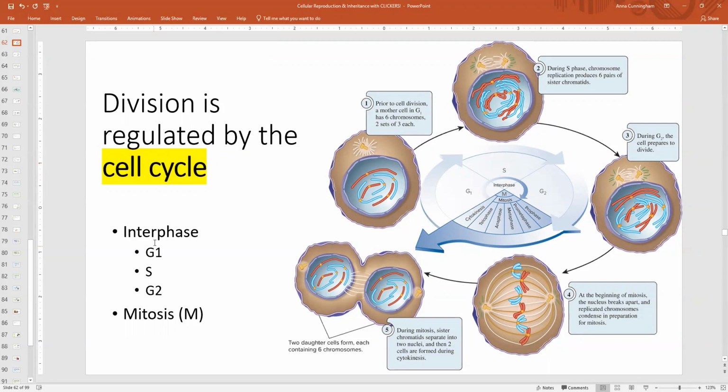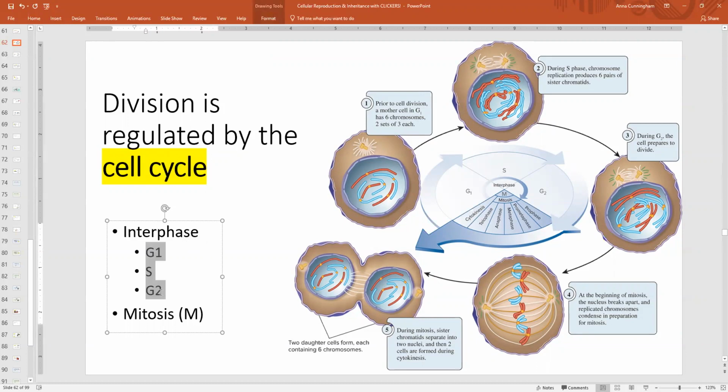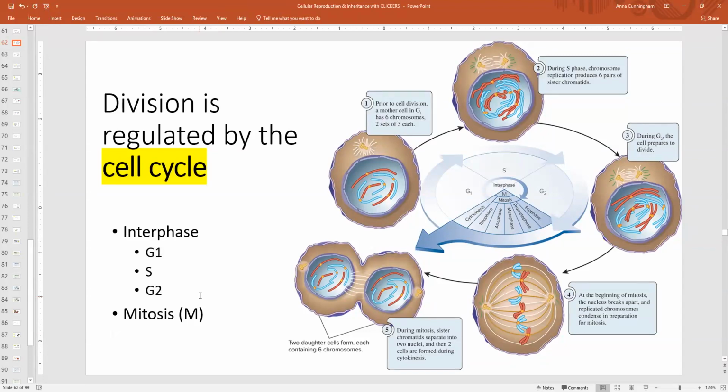So the cell cycle is separated, as we've talked about before, into interphase, which has 3 stages, G1, S, and G2, which we're going to talk about in a minute. And then the actual nuclear and cell division, which is mitosis and cytokinesis. We're going to talk really importantly about these 3 phases within interphase, G1, S, and G2. I think that's on our next slide.